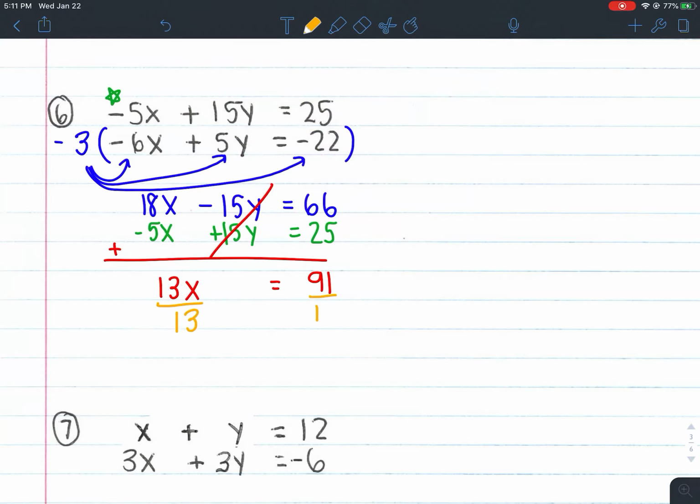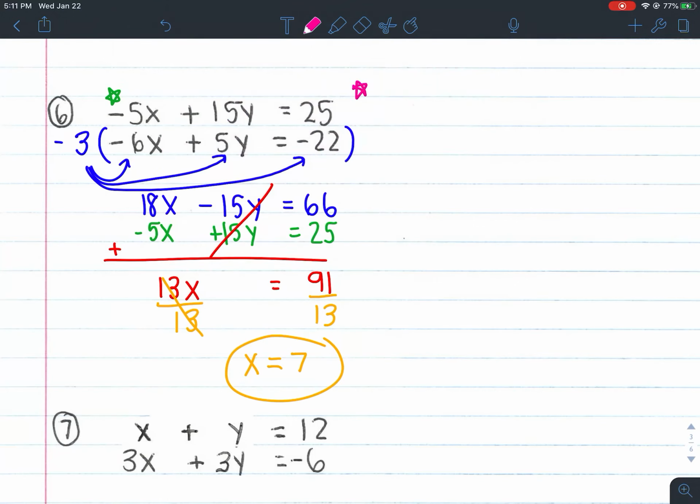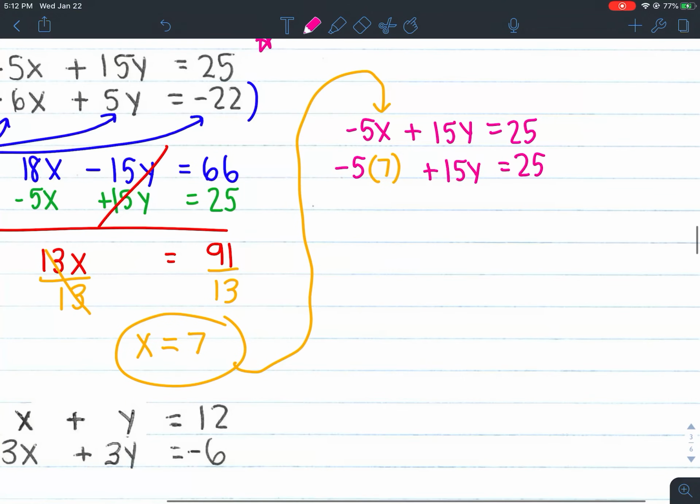Now I want to get the x by itself, so I divide by 13, and get x equals 7. So x equals 7 here. And I'm not done because I got to pick an equation. And I'm going to pick the first one. So you have negative 5x plus 15y equals 25. And I'm going to plug this value in for x because it says x equals. So I plug in a 7 for that x value. Negative 5 times, in parentheses, 7 plus 15y equals 25.